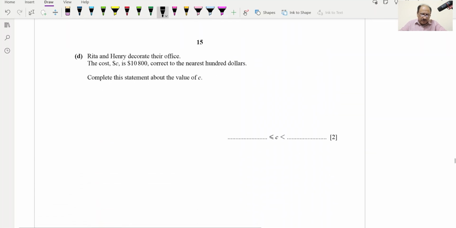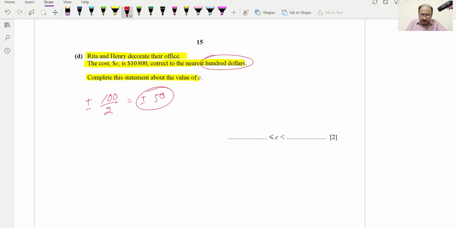Now we can move to the D part. D part says Rita and Henry decorate their office. The cost C is this much, correct to the nearest $100. Complete this statement about the value of C. So nearest $100: 100 divided by 2 will be plus minus 50. This we will add and subtract in the amount, and the amount is 10800 plus minus 50. This will give the upper bound and lower bound.